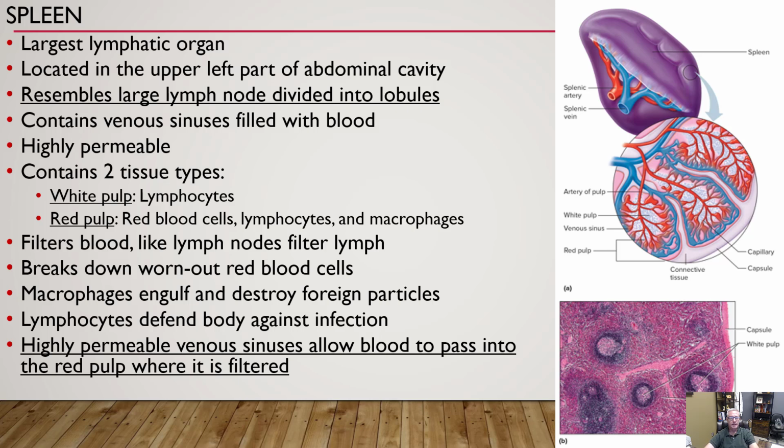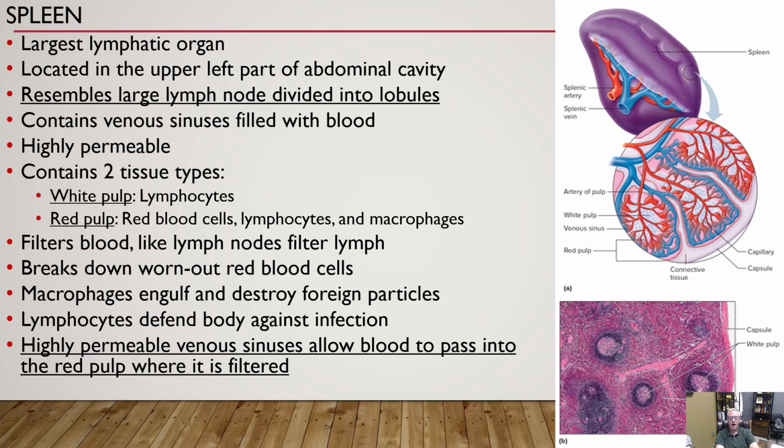Let's see. Spleen is also your largest lymphatic organ. It lies in the left upper part of the abdominal cavity. It's divided into lobules. It contains a lot of venous sinuses, as I said before, highly permeable, has a lot of holes in it that the blood can get into and get filtered out.